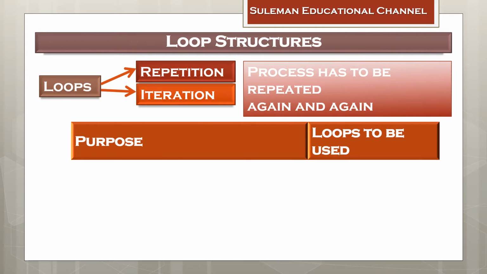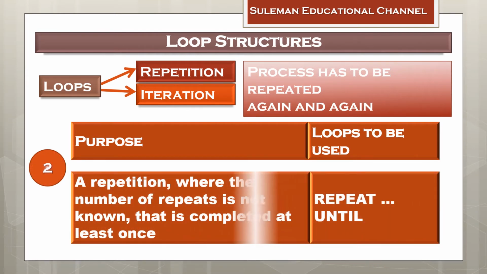The second type of loop is the repeat until loop. This loop is used when we do not know for how many times the process will be repeated, but we know that it will run once. Keep in mind, in repeat until, the comparison is done at the end.